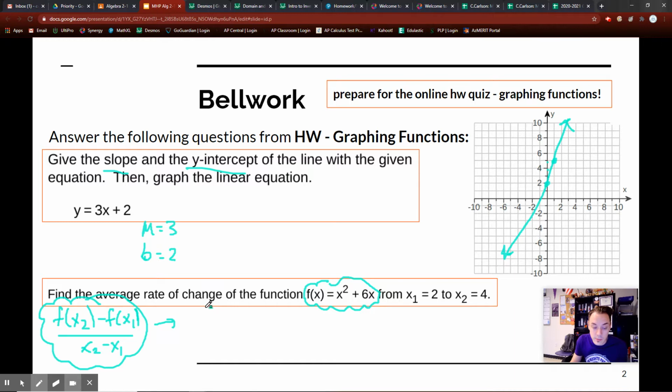So I'm going to first put brackets. I'm going to use x sub 2 first. I'm going to plug 4 into my function. So that means it's going to be 4 squared and then plus 6 times 4. Okay, that's what it means. 4 squared and then plus 6 times 4. I'm going to plug in 4 into there. I'm going to find my y. What I'm really doing here is finding my y output in the midst of also finding slope. And then minus, because that's what my formula says, brackets.